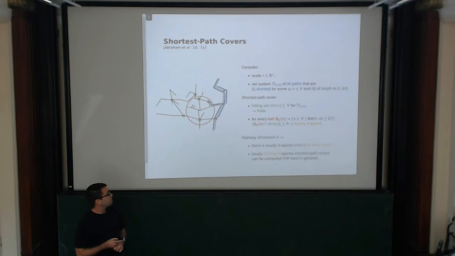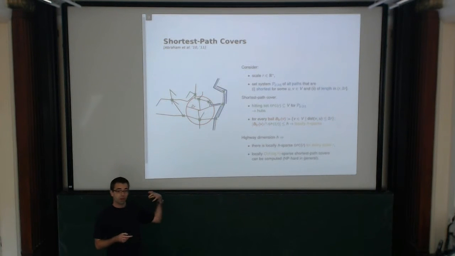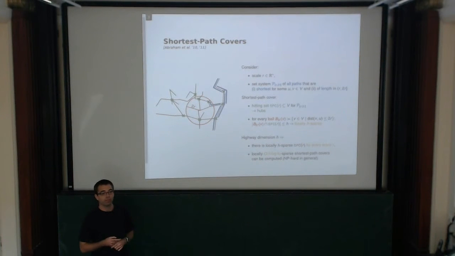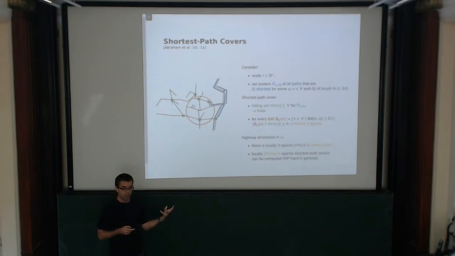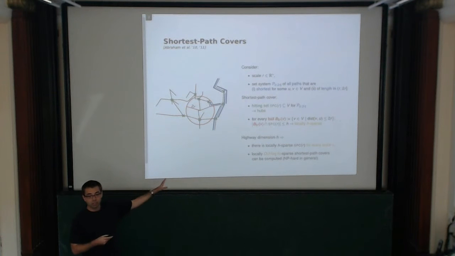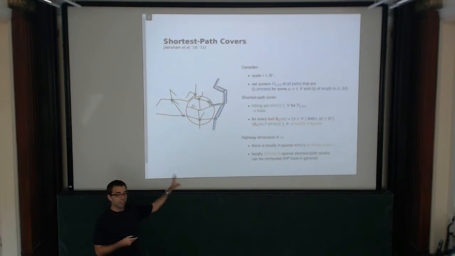OK, and now it turns out that if the highway dimension of the graph is h, then there is a locally h-sparse shortest path cover for any scale in the graph. OK, and even though it's actually NP-hard to compute these shortest path covers, we can compute locally O(h log h)-sparse shortest path covers. OK, any questions about the definition? So this is probably the most technical slide I have.